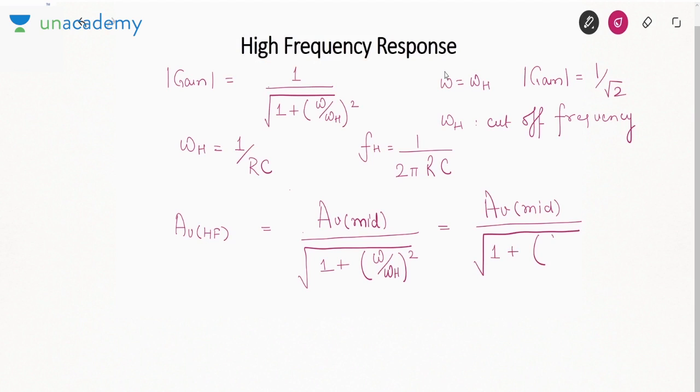So 1 plus (f over fh) whole square. Okay. So that is how the gain will vary in the high frequency region, and based on this analysis we will try and determine the upper cutoff frequency.